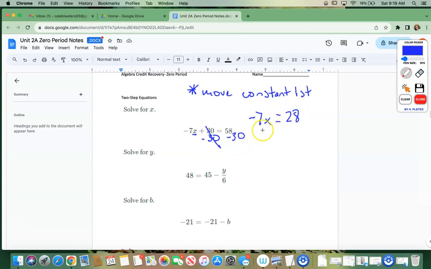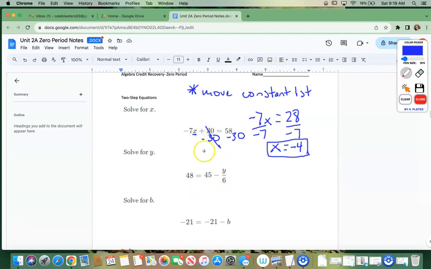And then we can deal with the part that has the variable. So we have a negative 7, and remember in between here it's being multiplied, so divide by negative 7. And we got x equals negative 4. Okay, there's that. And let's do the same thing here.